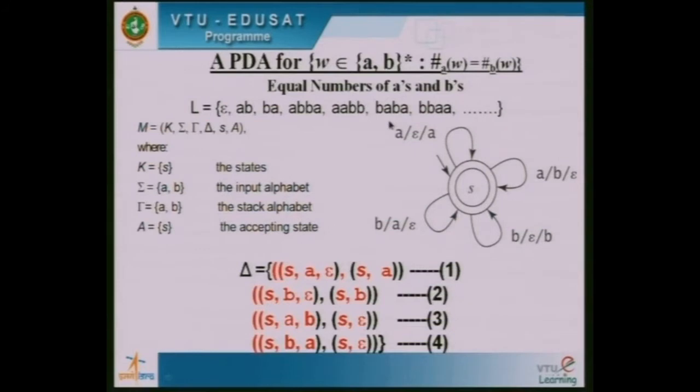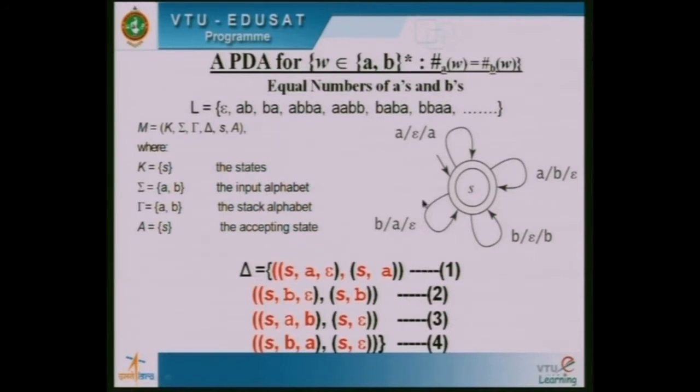Consider one more example wherein the number of A's equals the number of B's. Here the number of A's and B's are equal, but A's and B's can be anywhere. At that time the definition is: K consists of only one state S, and the first string is epsilon, so the initial state is the final state. Input symbols are A, B and tau symbols are also A, B, and the final state is S.